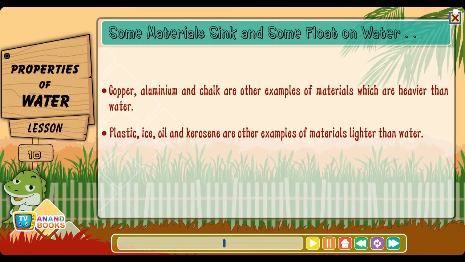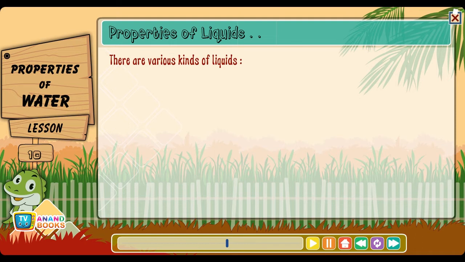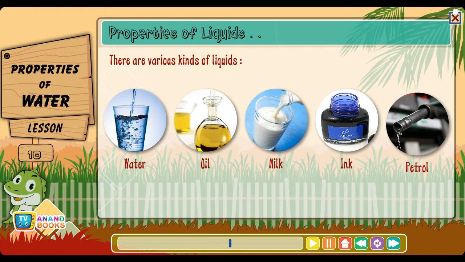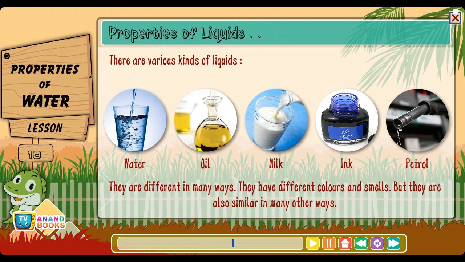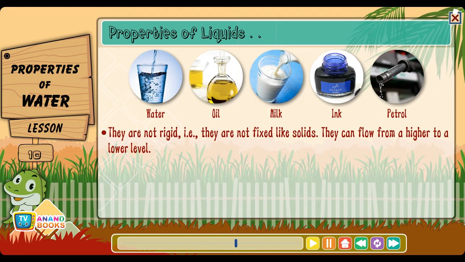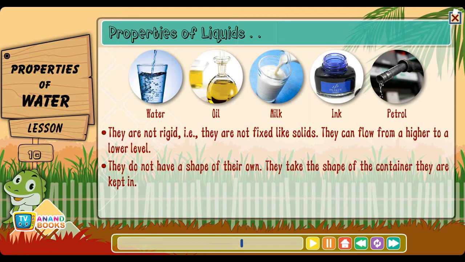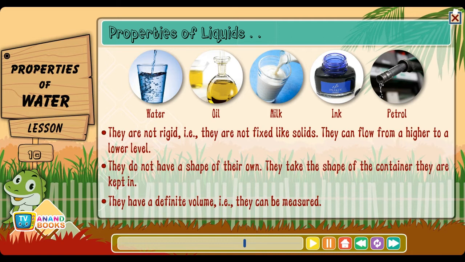Properties of liquids. There are various kinds of liquids like water, oil, milk, ink, and petrol. They are different in many ways. They have different colors and smells, but they are also similar in many other ways. They are not rigid, that is, they are not fixed like solids. They can flow from a higher to a lower level. They do not have a shape of their own. They take the shape of the container they are kept in. They have a definite volume, that is, they can be measured.